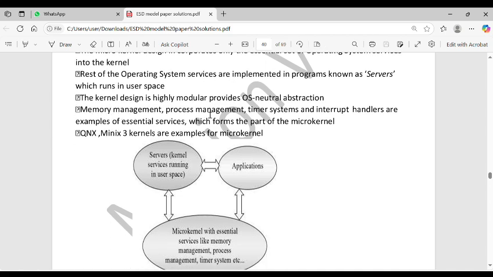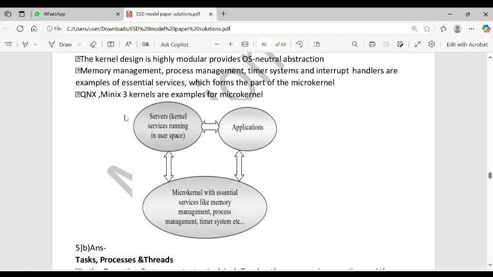Memory management, process management, timer systems and interrupt handlers are examples of essential services which form part of a microkernel. QNX and Minix 3 kernels are examples of microkernels. Here the diagram you can refer in the exams.